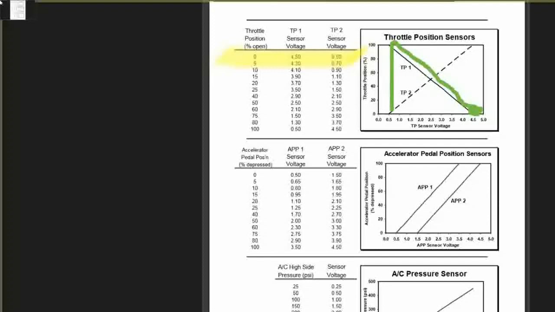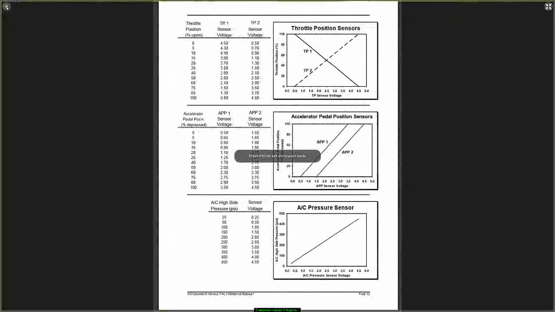But for sensor number 2, TP number 2, we start off at 0.5 volt, which is here. And as we increase the throttle angle, it goes up to about 4.5 volts, which you see about here. You can see the two throttle position sensors work differently, but it helps control better fuel accuracy for the vehicle. So one starts off high and goes low, and one starts off low and goes high. So that's the throttle position sensors. Let me switch back to the other screen.